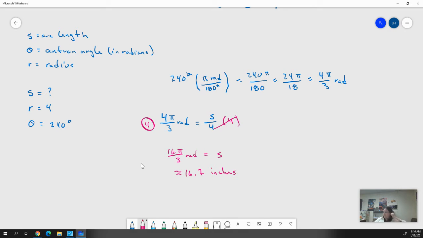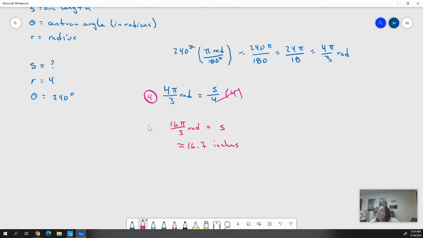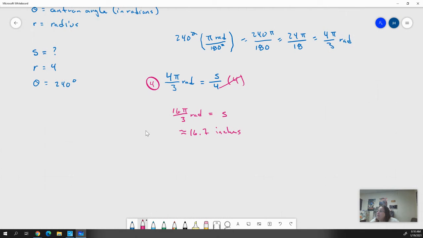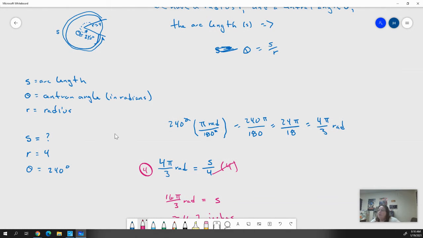But in yours, it's WebAssign, it's multiple choice. So if it says 16.7, you'll know it's inches, not per anything, but just inches. It's saying that the distance from here all the way around to here is 16.7 inches.